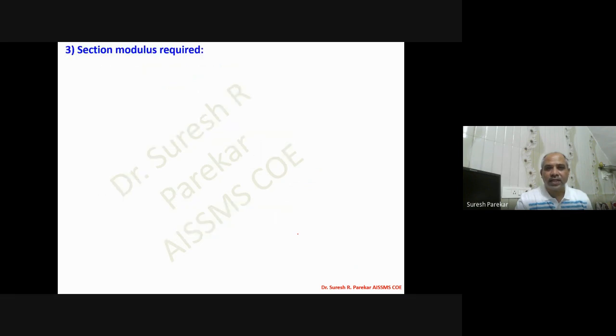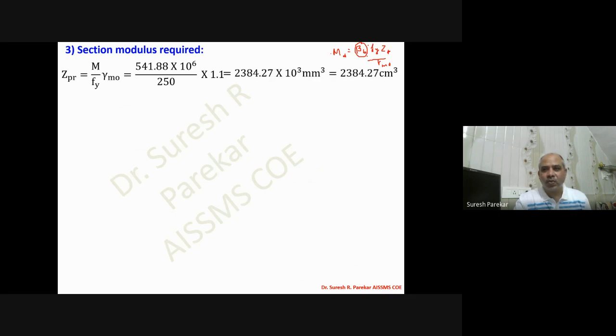Third step, we have the section modulus required. Then Zp required equals M gamma mo upon Fy. Now, this formula is not given in the IS code. But if you remember, we have Md is equal to beta b Fy into Zp upon gamma mo, and then we require Zp. So M into gamma mo upon Fy, with beta b considered as 1. From this we are going to get Zp required, 2384.27 centimeter cube.